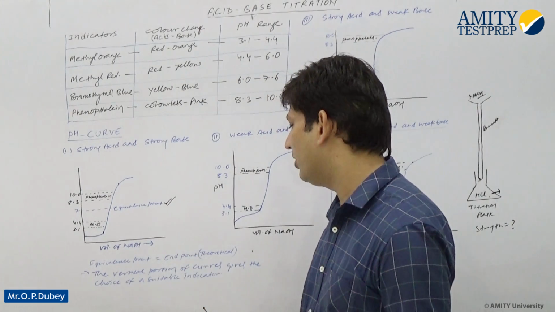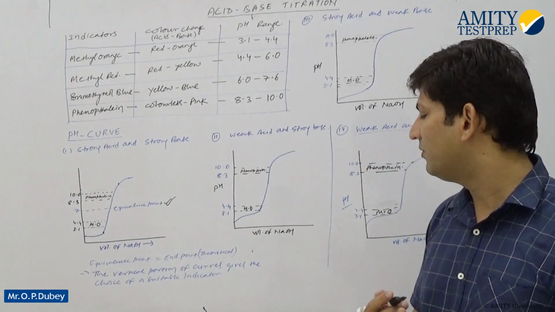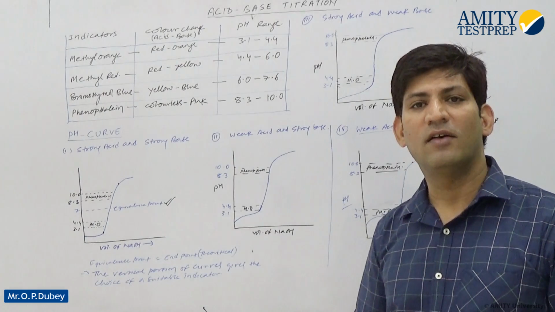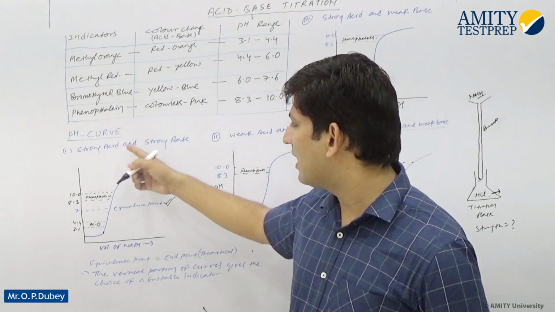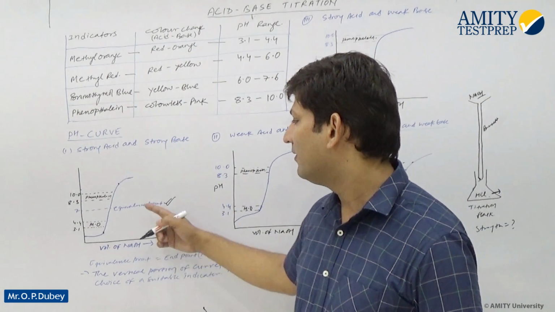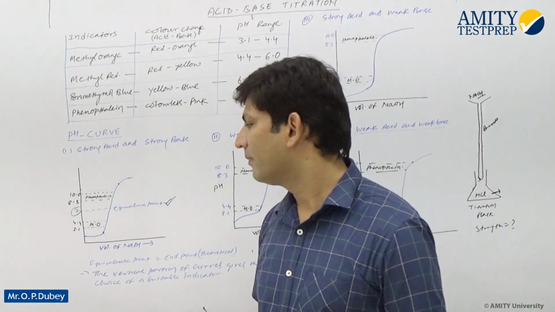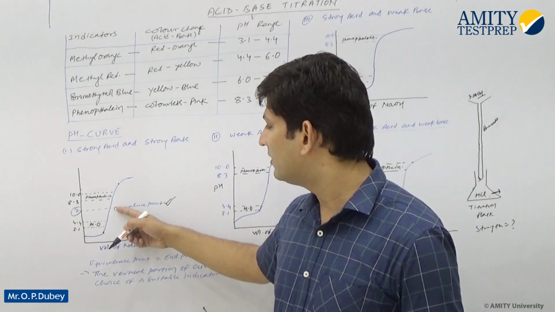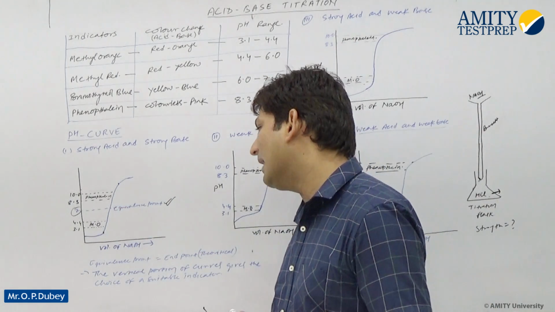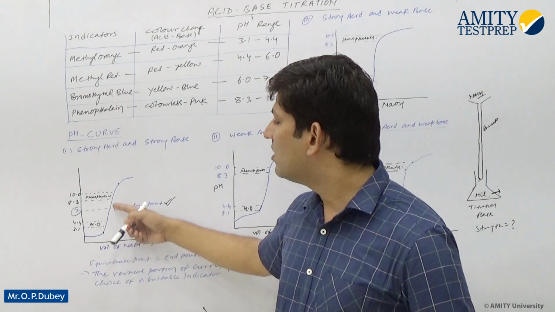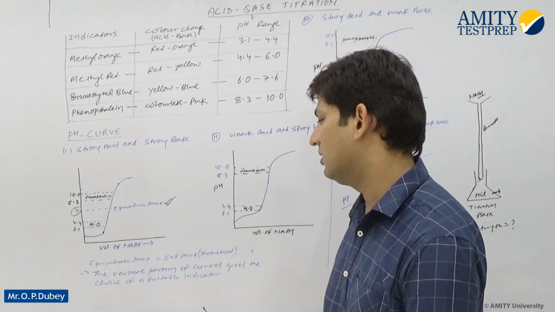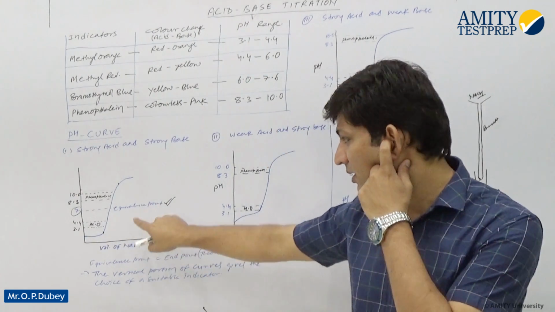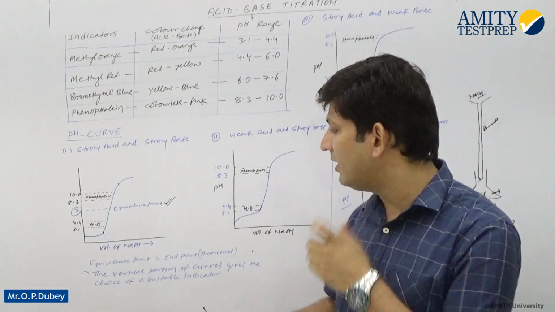The middle point of this curve is called the equivalence point, and the vertical portion of the curve actually gives the choice of the suitable indicator. The equivalence point in the case of strong acid and strong base titration is pH 7. That means we can use either methyl orange indicator or phenolphthalein indicator during this acid-base titration. The vertical portion determines the choice of suitable indicator.